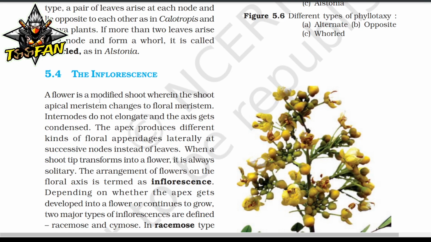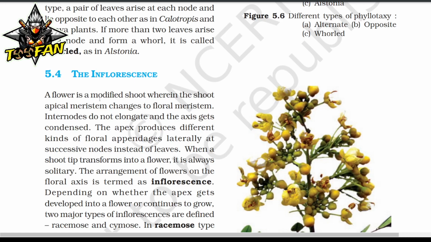The inflorescence. A flower is a modified shoot wherein the shoot apical meristem changes into floral meristem. Internodes do not elongate and the axis gets condensed. The apex produces different kinds of floral appendages laterally at successive nodes instead of leaves. When a shoot tip transforms into a flower, it is always solitary. The arrangement of flowers on the floral axis is termed as inflorescence, depending on whether the apex gets developed into a flower or continues to grow.